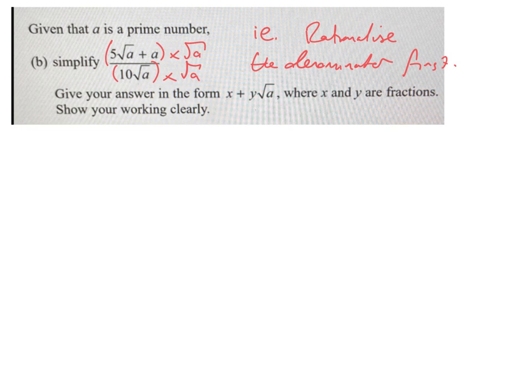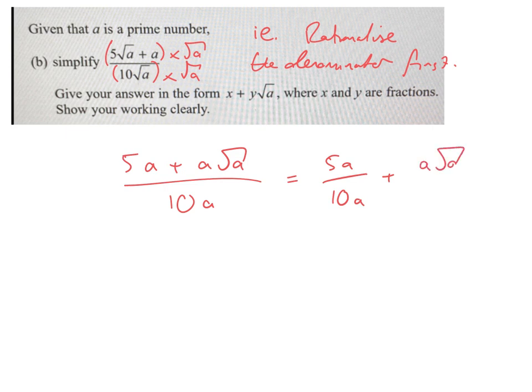So if we times the top and bottom by root a, we have to expand the bracket at the top. And root a times root a make a, so we just get 5a when we expand the bracket, and then a times root a as the second term, and on the bottom it's 10a. Now when we break up into two fractions, just like we did in the previous screen, we already have the square root of a at the top of the fraction, which makes things a lot easier.